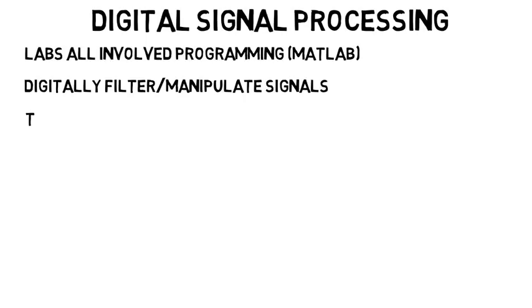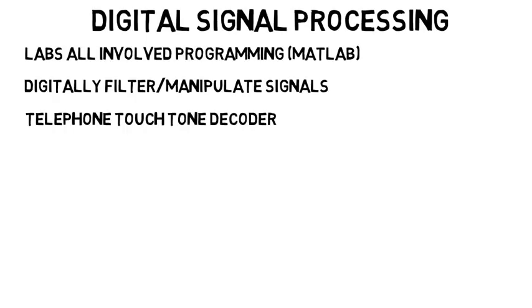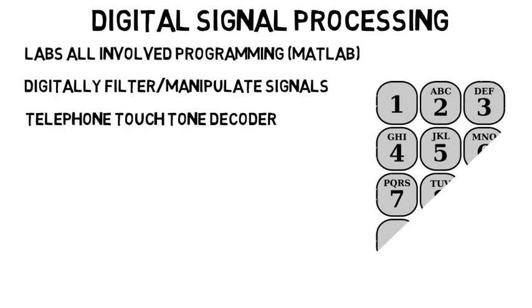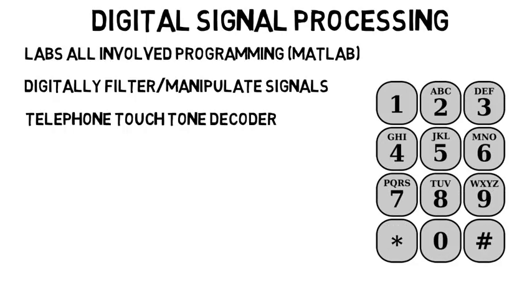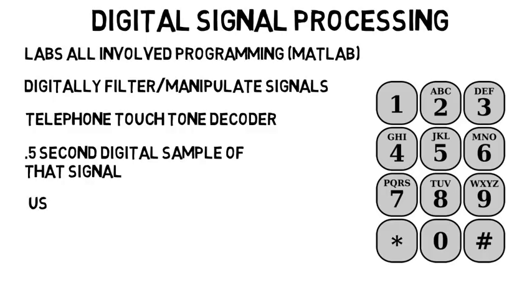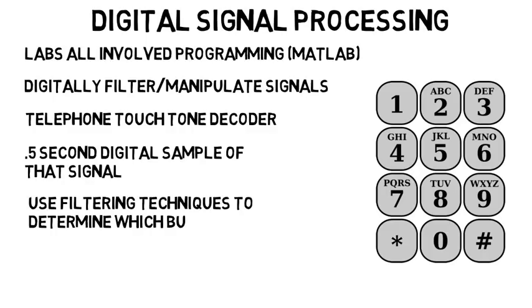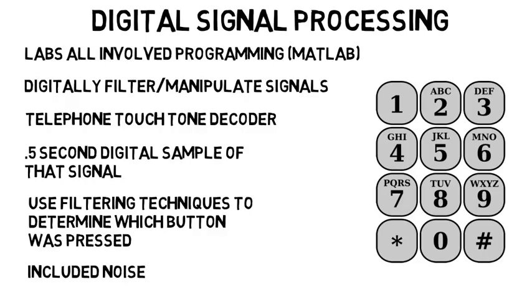One of my favorite labs included a telephone touch tone decoder. Every number on a phone has a certain tone or sound associated with it when you press it. So the professor gave us a half second digital sampling of the signal and asked us to use filtering techniques to determine which button was pressed. The hard part was that he included noise into the signal, as in just random changes in the signal to distort it, which made it harder to interpret, so we had to filter out that noise.